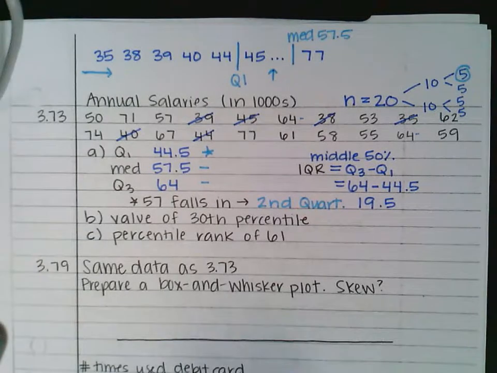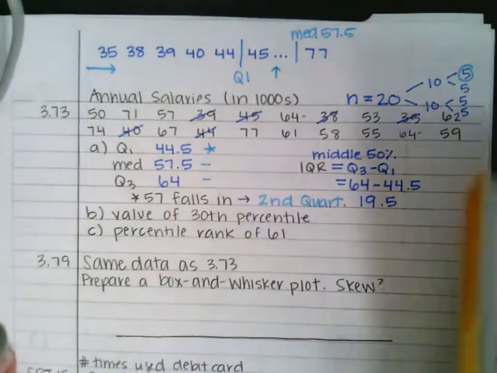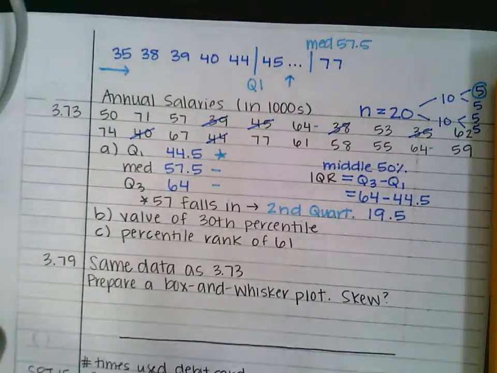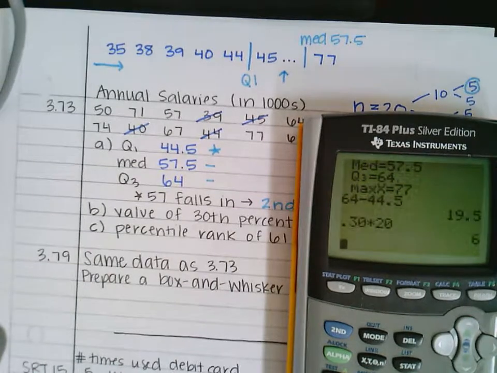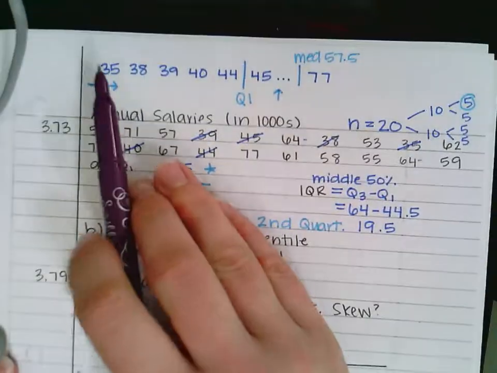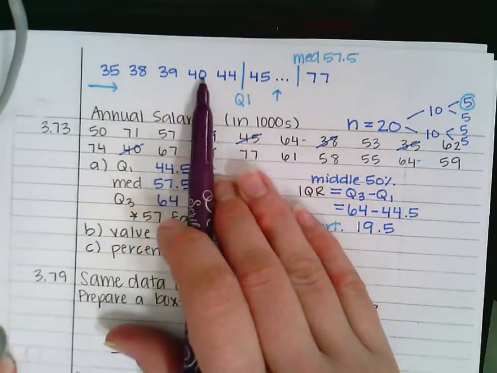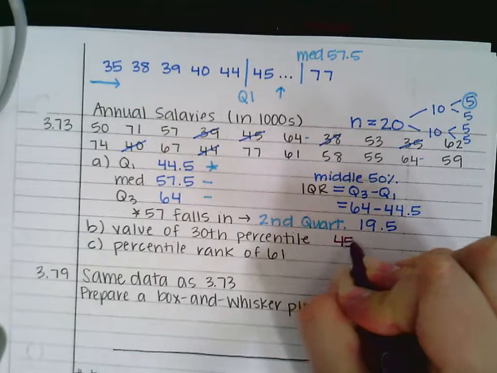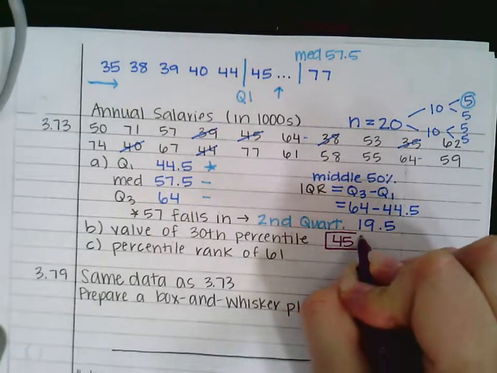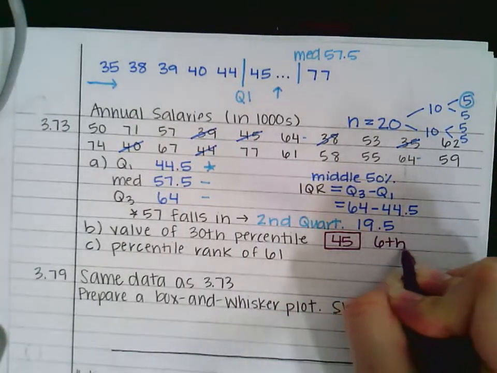Okay, now if I want to find the value at the 30th percentile, this is what we need to do. We need to figure out where the 30th percentile is. So 30th percentile times 20 is the 6th data point. Okay, so I listed this out. It's 1, 2, 3, 4, 5, and 6. So it is 45, the 6th term.